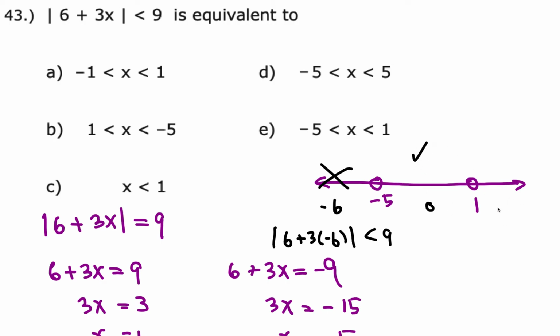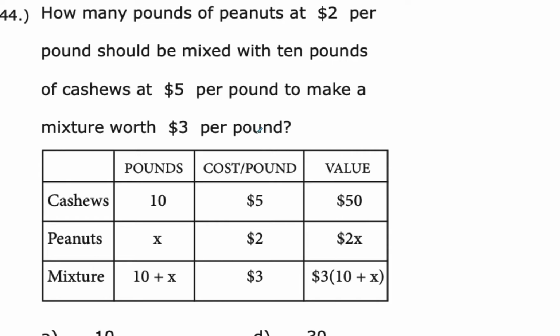And if you look at a number on top, let us say maybe 2. If you plug in 2 here, 3 times 2 becomes 6, plus 6 becomes 12. Is 12 less than 9? No. So therefore, only the middle section works: negative 5 to 1. Which one would that be? Choice E becomes the answer. Alrighty, let's look at the next problem, number 44.